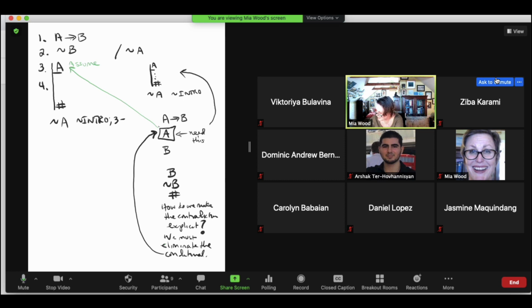1 and 3 yield 4. Conditional elim. Line 5 is our contradiction. We love the contradiction. We're saying, hey, here's the contradiction: lines 2 and 4. And then at line 6, we're out of our subproof. Lines 3 through 5 get us the conclusion.